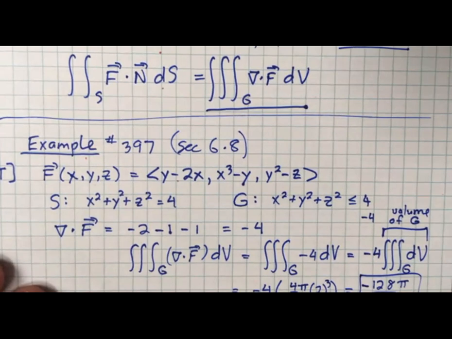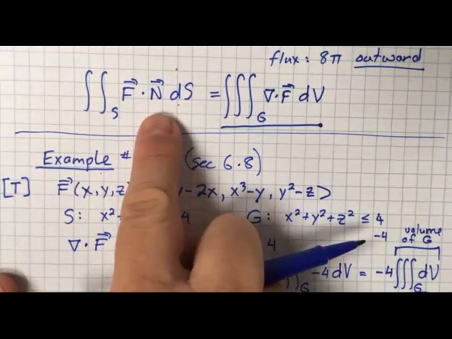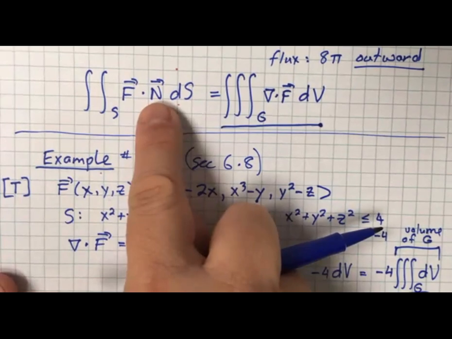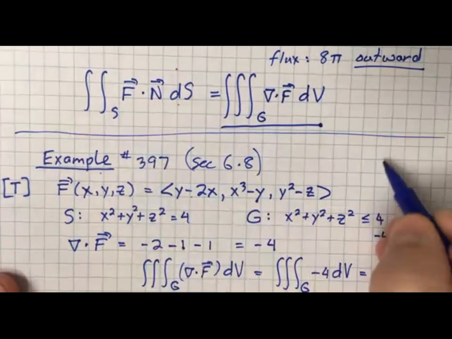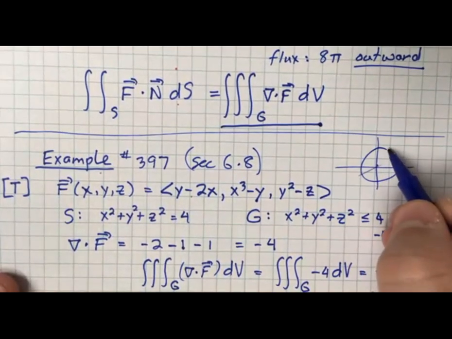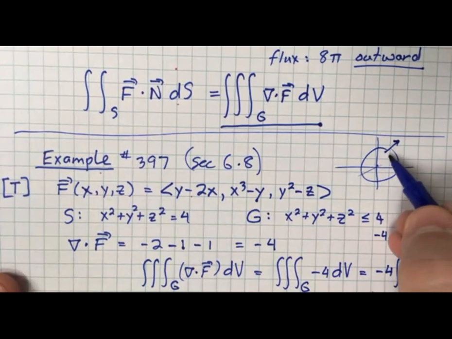Now remember, what does that mean? That's a negative value. So this is calculated with respect to the outward normal. So you are standing on this ball, you are looking up, and the field is coming at you in the opposite direction.